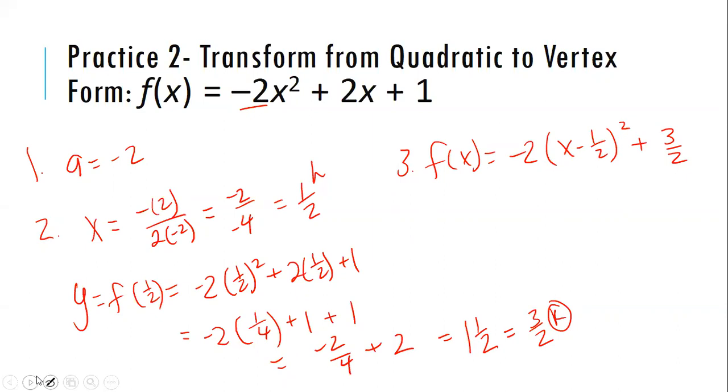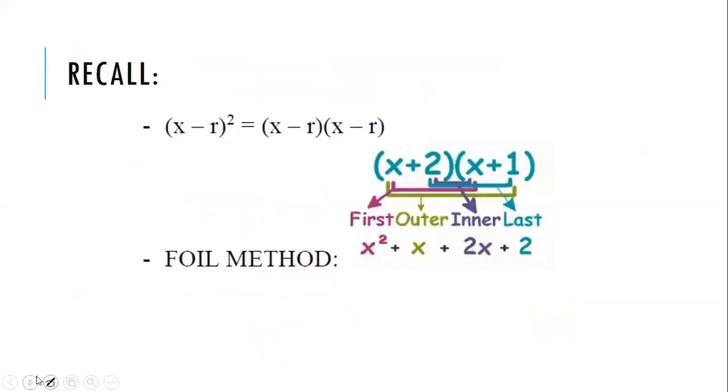All right, question. Okay, we're going to go on to the second thing. So if you can recall the FOIL method, well, recall first off that when you have x minus r squared, it actually means that you have 2 x minus r. X minus r times x minus r. Okay? So when you have a binomial, these are binomials. Remember, they're binomials because it's 2 terms being added or subtracted.